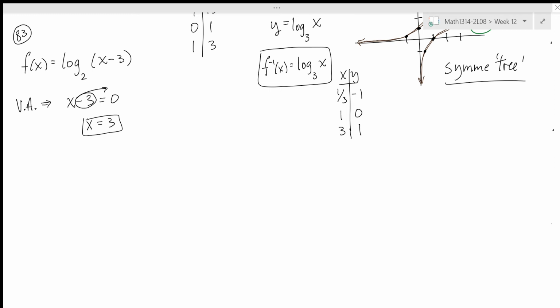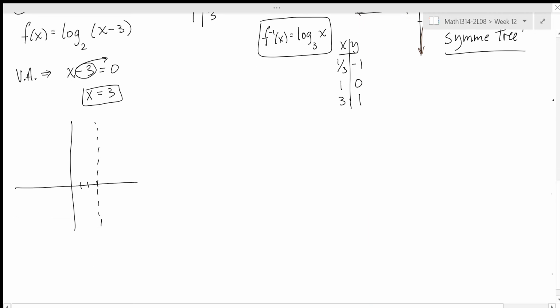Anybody have any questions so far? Okay, so let's go to the graph. 1, 2, 3, vertical asymptote. And then I'm going to need some points. Okay, 1. Well, time out. Before you pick too many, let's do 1 and see what it works out to be, okay?